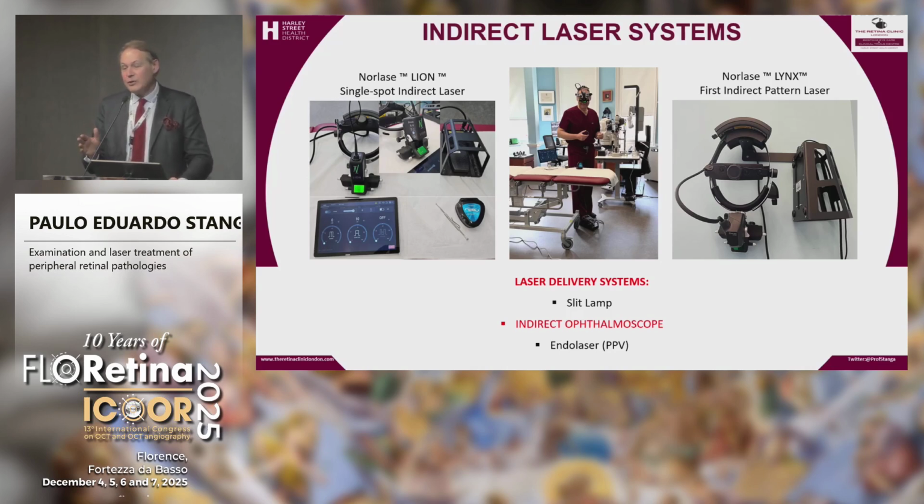I have not used a contact lens for over 20 years. And if I use a contact lens, I use a Mainster 165. Now, I don't have any commercial association, unfortunately, with the Mainster 165. I wish I did. But the reason I use it is because I don't have the mirrors. I know it's an inverted and reversed image, so there's no way of getting confused with the mirrors. And for peripheral lesions, I do indirect laser.